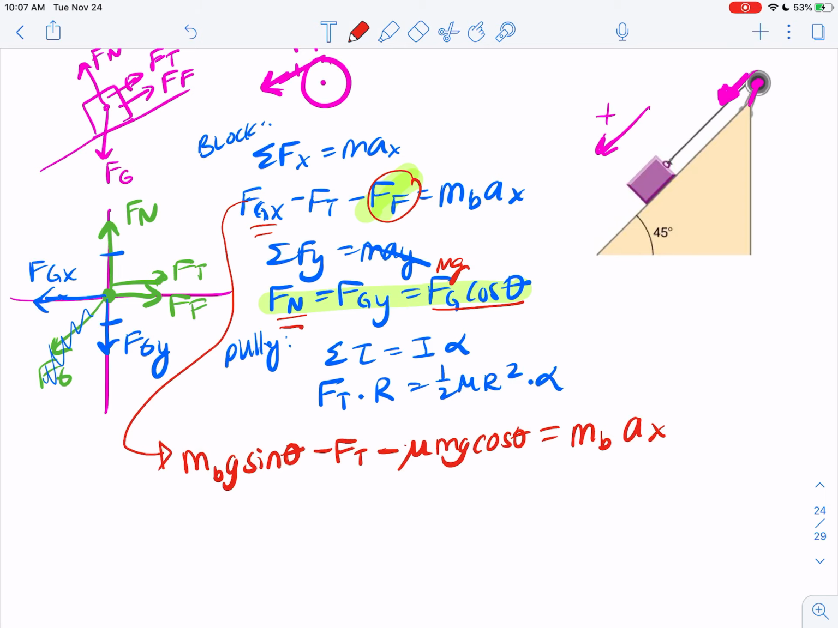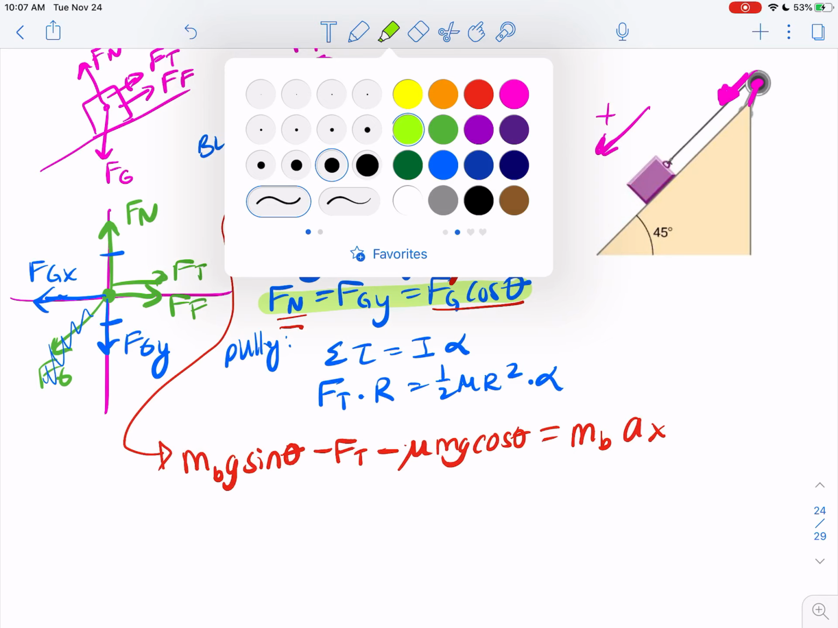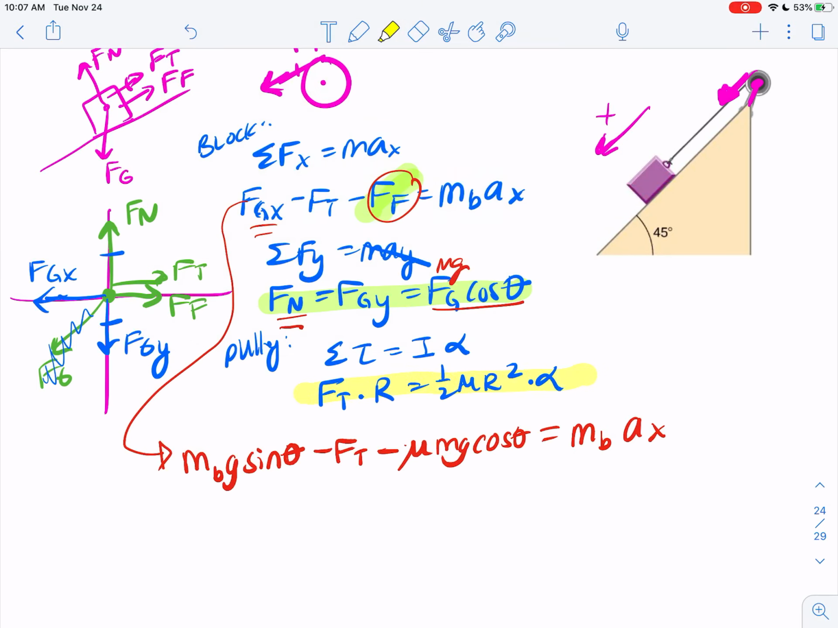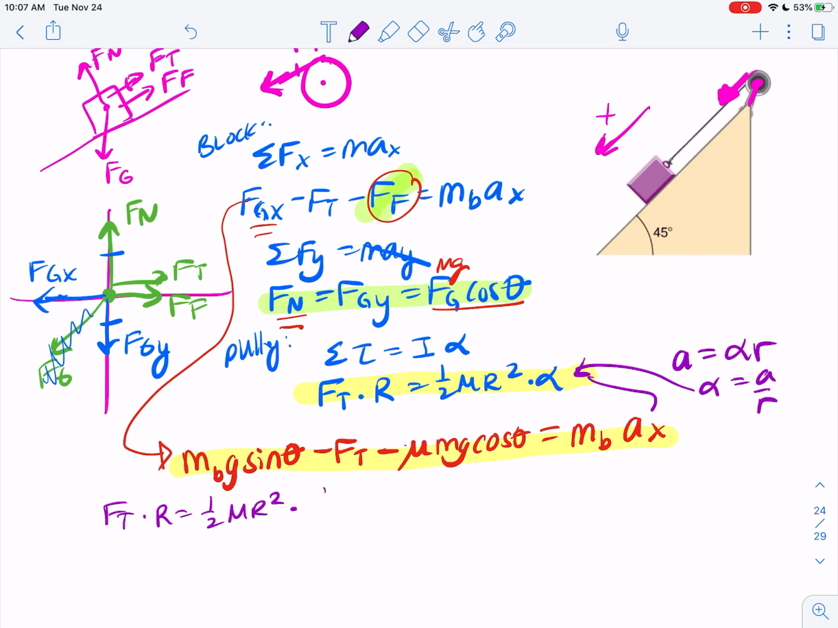All right, so now I have 2 equations. Here, my only unknowns are Ft and alpha, and here my only unknowns are Ft and acceleration. But remember, those 2 can always be put together, because the acceleration is just alpha r, or alpha equals acceleration over radius. So I'm just going to put that right there. My Ft r equals 1/2 mr squared times the acceleration over the radius of the pulley. And see, those cancel, and now those cancel, so my Ft is really just 1/2 ma.